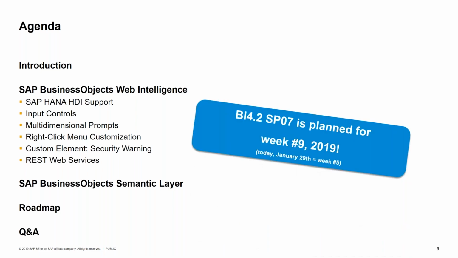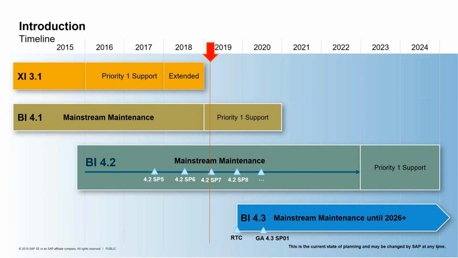Before we start, SP7 is planned for week number 9. It means that we are still planning to make it GA, general availability, in 4 weeks from now. SP7 will be in 4 weeks the latest SP at your disposal. If you look at the different timelines here, you can see that we will have a Service Pack 8 and a Service Pack 9.